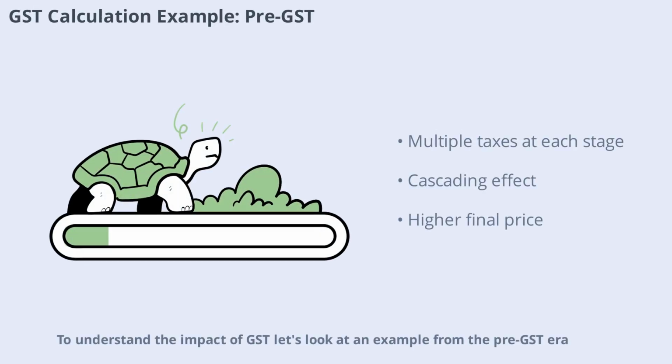Let's look at an example from the pre-GST era. Suppose a manufacturer produces steel ingots, which are then rolled into plates and eventually made into furniture. At each stage, taxes like excise duty and VAT are applied, leading to a cascading effect. The final price paid by the consumer includes multiple layers of tax, making goods more expensive.